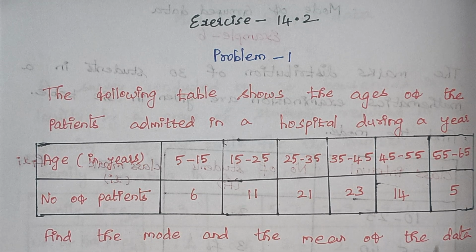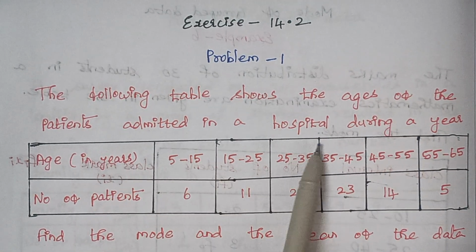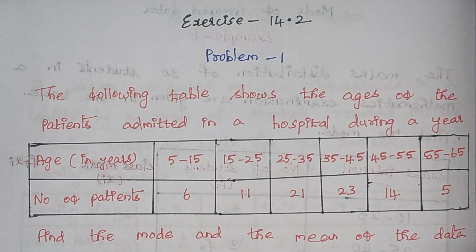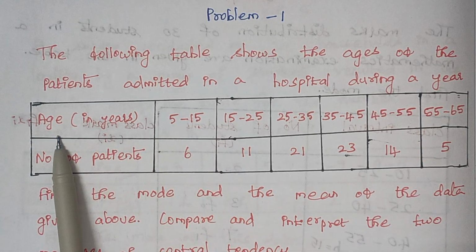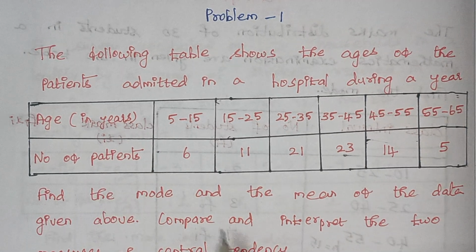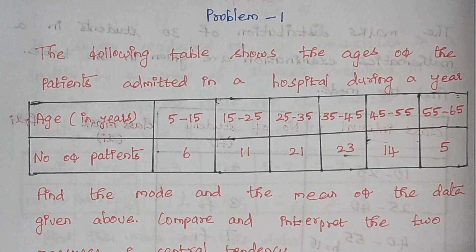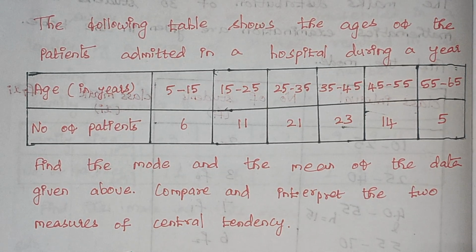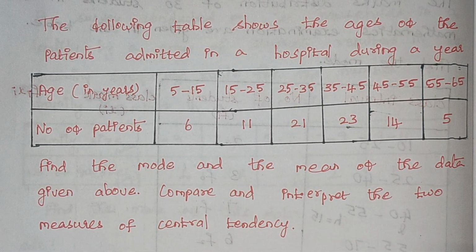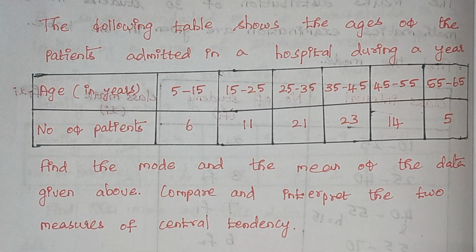The problem is: the following table shows the ages of the patients admitted in a hospital during a year. So this is the tabulation. Here the table consists of age and number of patients. Find the mode and the mean of the data given above. Compare and interpret the two measures of central tendency. So for this problem, we have to find both the values of mean and mode and then compare them. As a first step, we start with mode.